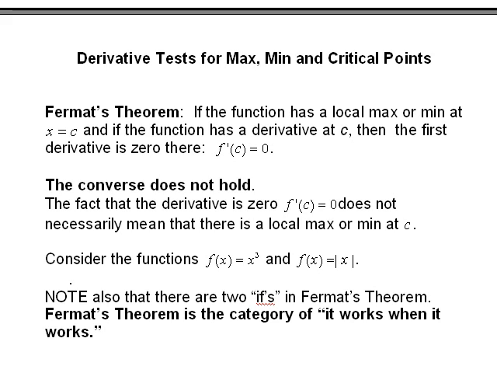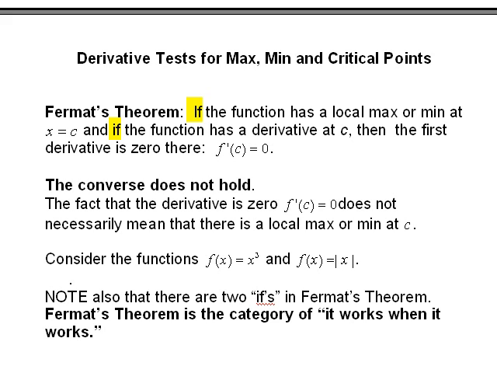All right. So now you want to use these derivatives to test for these critical points and these maximums and minimums. Remember, a critical point is a point where the first derivative either doesn't exist or is 0. So Fermat's theorem is written in a kind of a, well, here it is. If the function has a local max or min at x equals c, and if the function has a derivative at c, then the first derivative is 0 there. Notice it has two ifs.